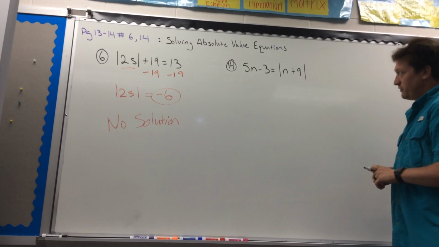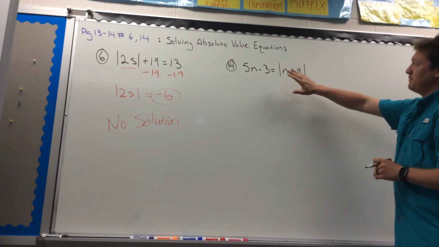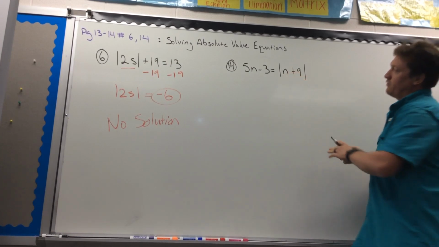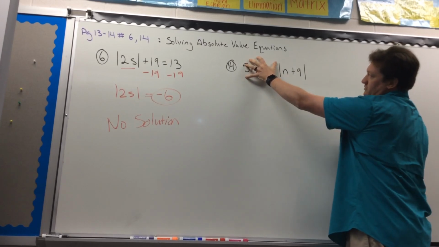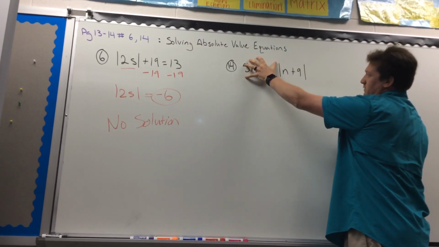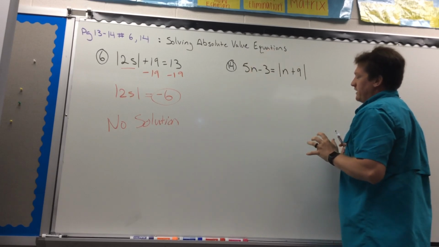The second question that we have is 5n minus 3 is equal to the absolute value of n plus 9. So the first step is to isolate the absolute value, which if I cover up the answer, I don't see anything in front of or behind the absolute value, which means that it is already by itself. Step number 1 has been taken care of.